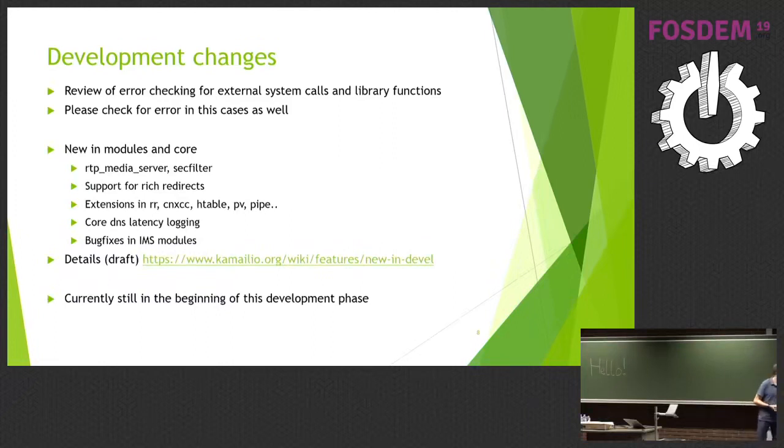There's a new security-related module, SecFilter, that can be used for blacklisting and other topics. Kamailio now supports rich redirects, which was added I think some days ago. Daniel did the merge. It was contributed from an author as well. And then we have of course the usual extensions. I just listed some in the record routing module, in the charge accounting module, htable, pseudo variables, pipe, etc. Core DNS latency was added for logging, so that we can do this performance related logging also for DNS. There were several bug fixes in IMS, and this is again the link to the wiki if you're interested in the details.